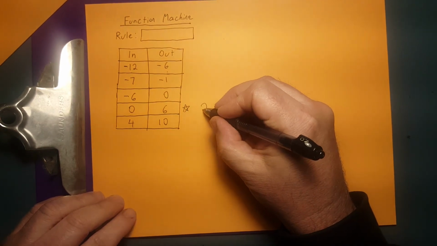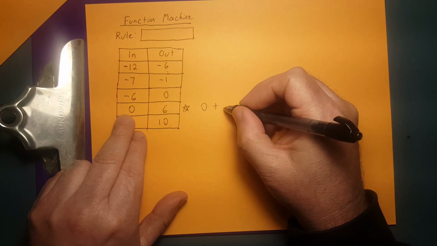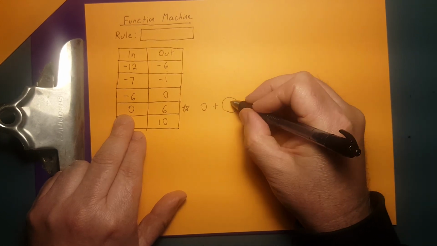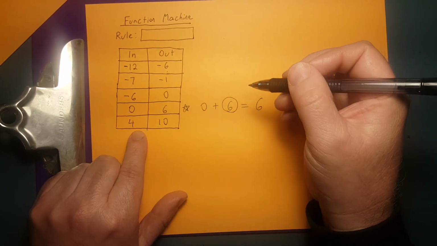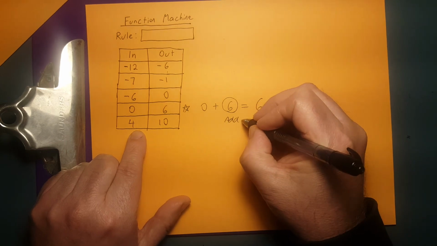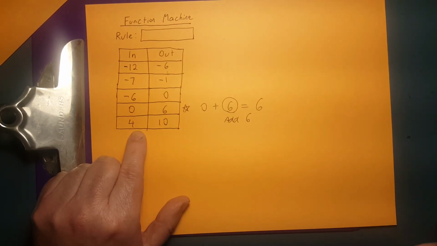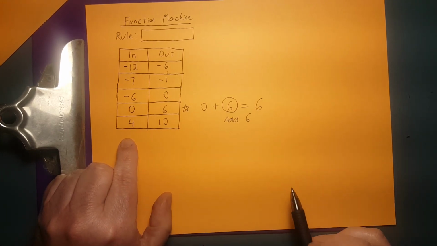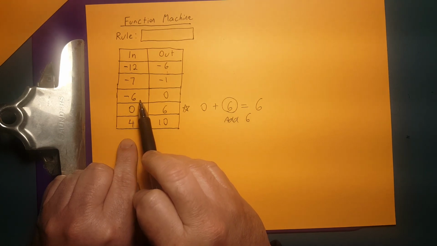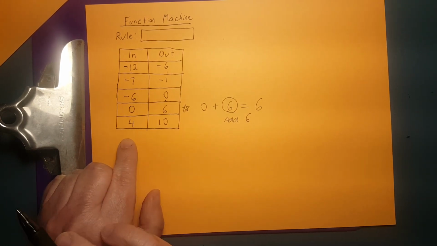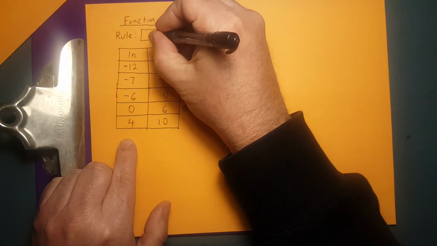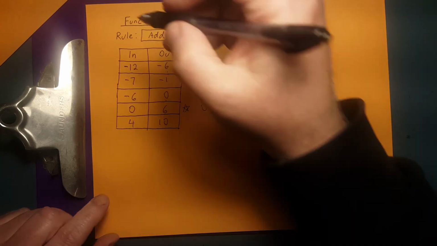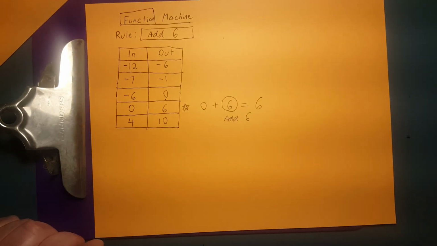I'd go, let's see, 0 plus or minus some number equals 6. 0 plus 6 equals 6. So in this case, the rule is add 6. Now you want to check it with another one just to be sure. So I'd go, okay, 4. Does 4 plus 6 equal 10? Yes, it does. Does negative 6 plus 6 equal 0? Yes, it does. And you check all these, you know they're right. You can write down the rule is add 6. That is today's work. You've learned about functions. You may begin.